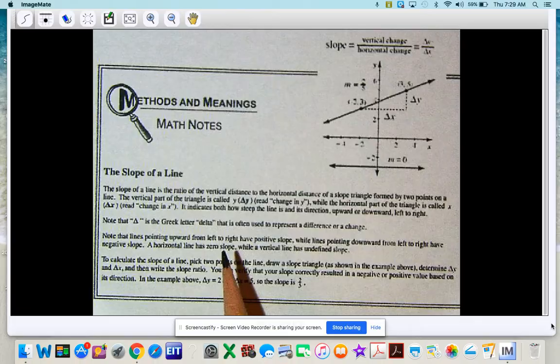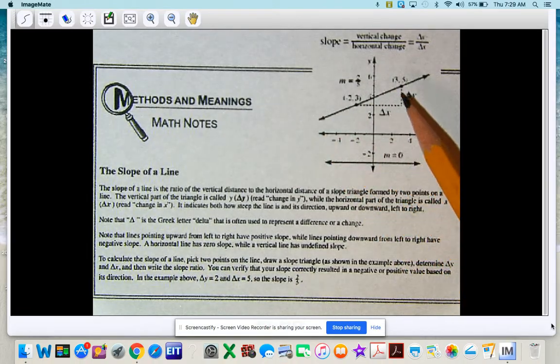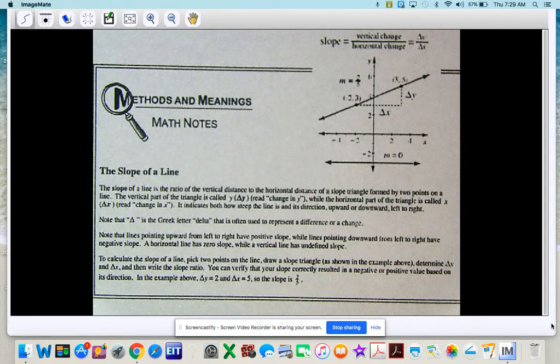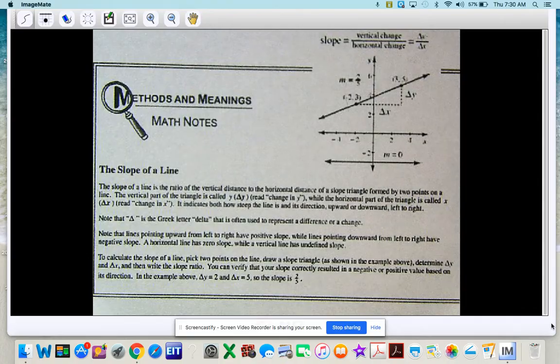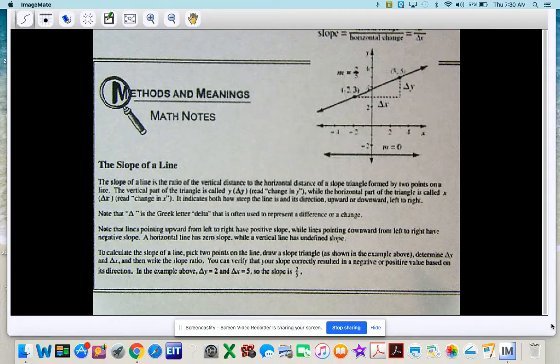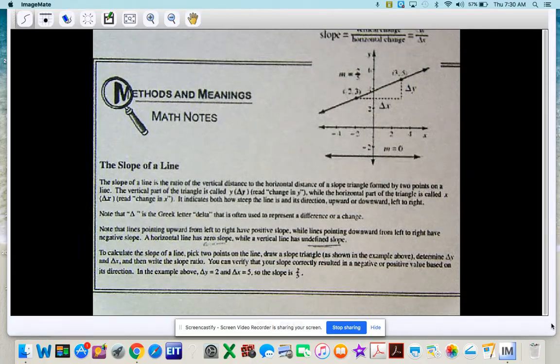It also talks about that lines pointing upwards should have positive slopes. Lines pointing downwards should have negative slopes. A horizontal line, so a line going straight across, should have a slope of 0. Okay, and a vertical line would be considered having no slope, because if we took the change in y and tried to divide it by a change in x, the change in x would be 0. So it would be considered undefined. So either undefined or 0 slope, or you could also say no slope if you have a horizontal line.